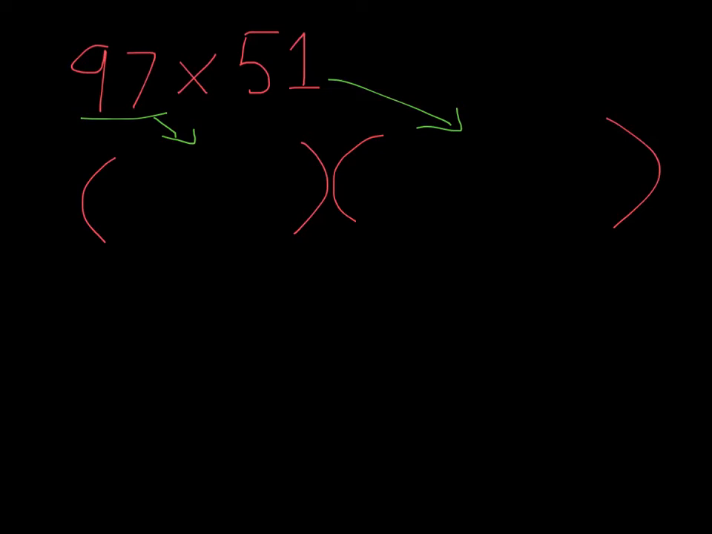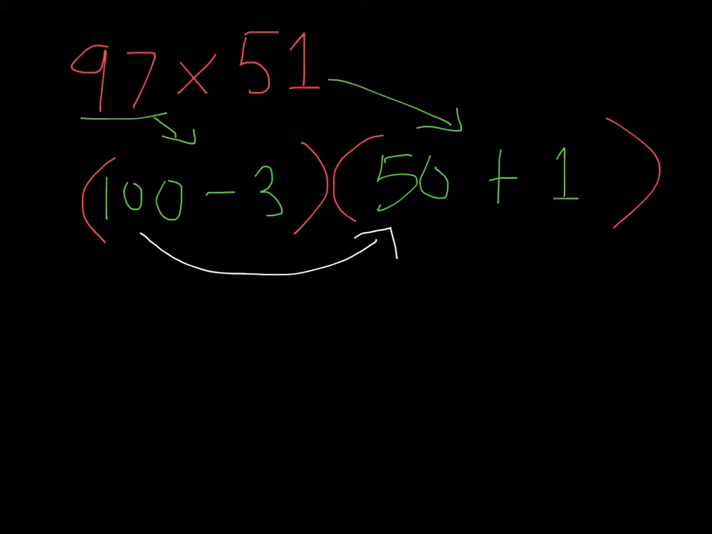And we're going to go to numbers that are really, really close. We're going to round. So 97 is near 100, and 97 is actually 100 take away 3. Correct? In the other bracket, 51 is near 50, so I'm just going to say it's equal to 50 plus 1. So it's sort of like using the split strategy. Let's use our FOIL technique. So we'll multiply the first together. So 100 times 50 is equal to 5,000.